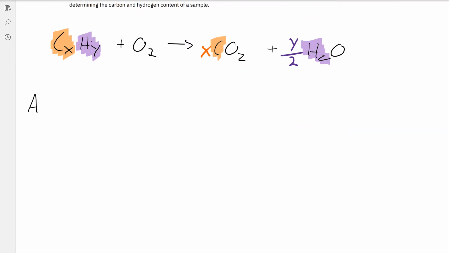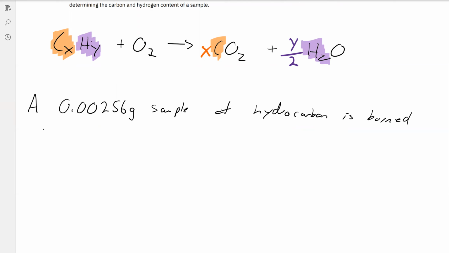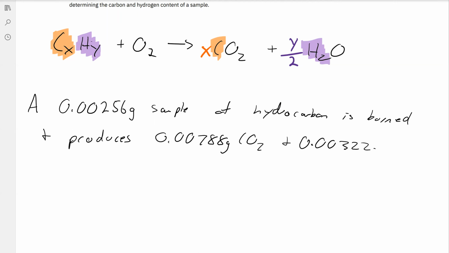Let's take a look at a potential example. A 0.00256 gram sample of hydrocarbon is burned and produces 0.00788 grams of carbon dioxide and 0.00322 grams of water. What is the empirical formula?